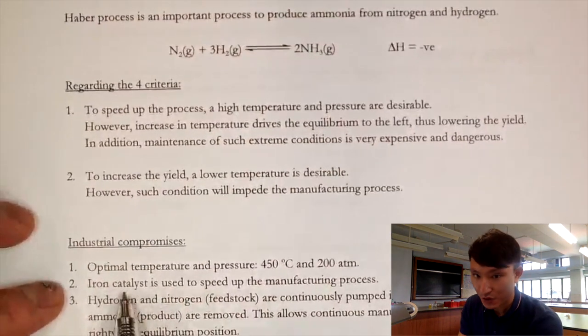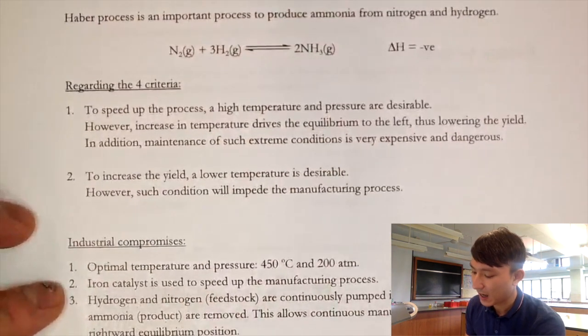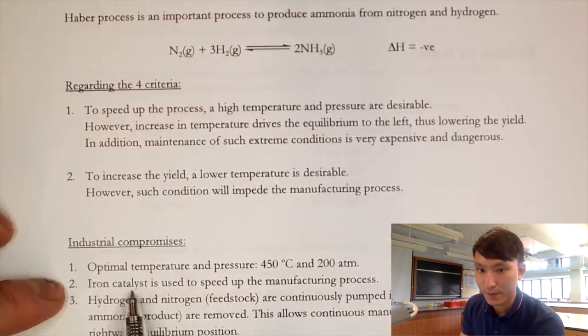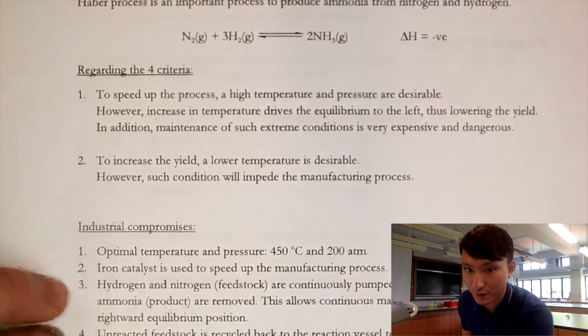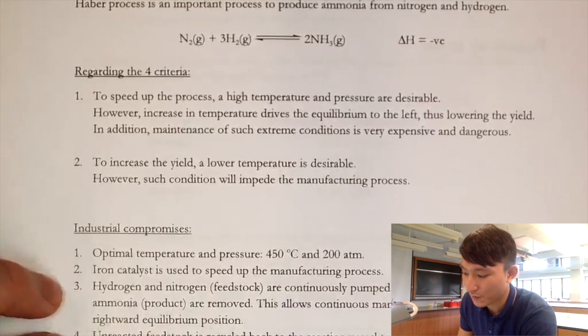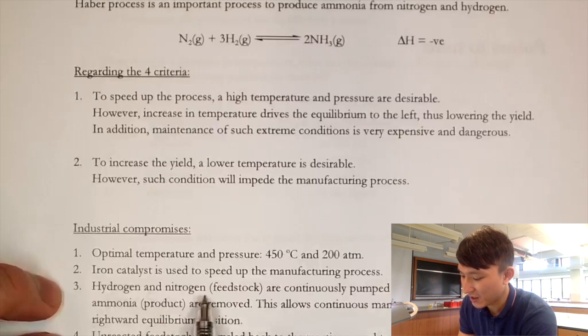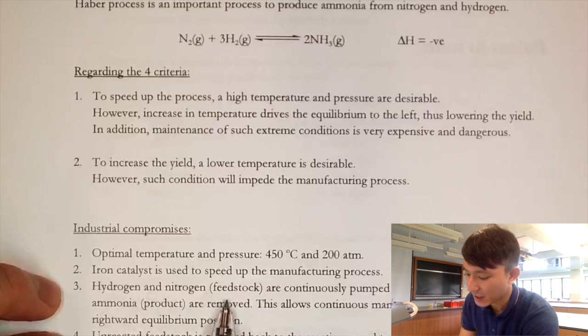We use catalysts, of course. Catalysts speed up the reaction without spending a lot of money because they are not permanently changed. They can be reused many times. And the third one here, actually together with the fourth one, is about the design of the reaction vessel. The hydrogen and nitrogen, which are what we call feedstock, you can think of as the reagents, are continuously pumped back to the reaction vessel.